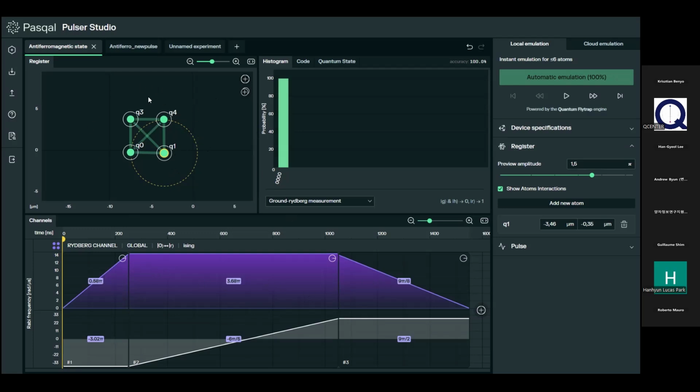So both the geometry, the layout, and the pulse shaping can leverage machine learning tools to provide good guesses, to have these models trained to provide good configurations. So yes, machine learning has a powerful role to play to help with the development.